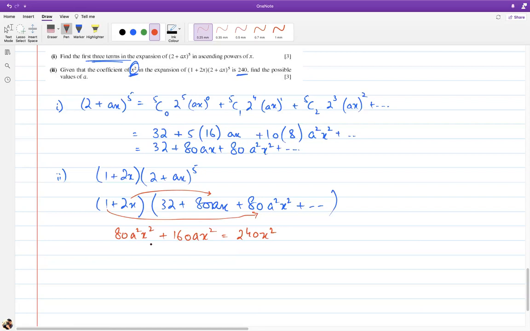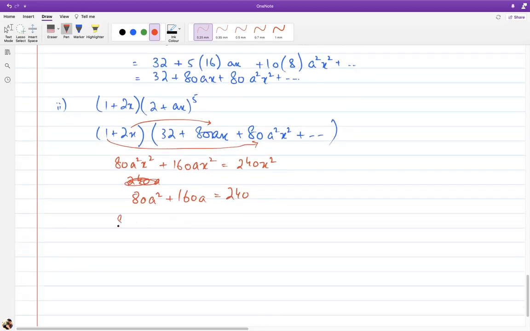तो कर लेते हैं इसको. 160 plus 80 is 240a. Sorry, ये add ही नहीं होगा. It becomes 80a squared plus 160a is equal to 240. I just took away the x squared part क्योंकि वो common था. तो ये बन जाता है 80a squared plus 160a minus 240 is equal to 0. I take 80 as common, so that gives me a squared plus 2a minus 3 is equal to 0.